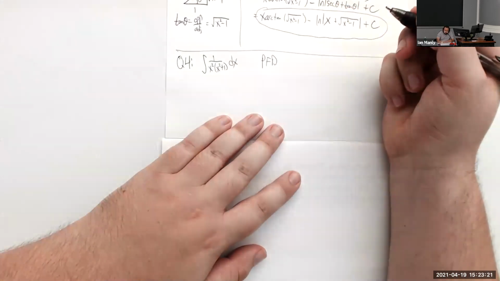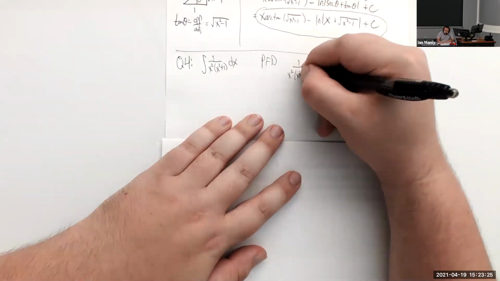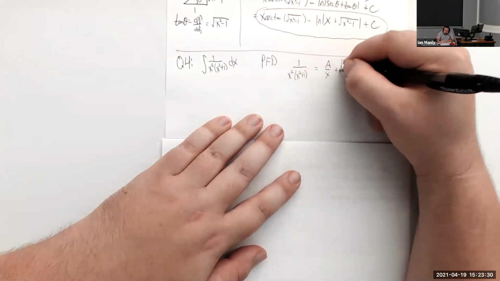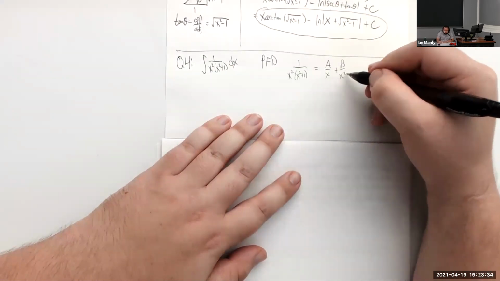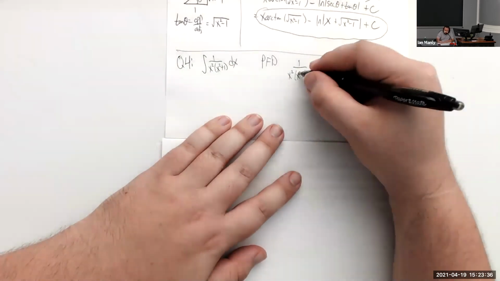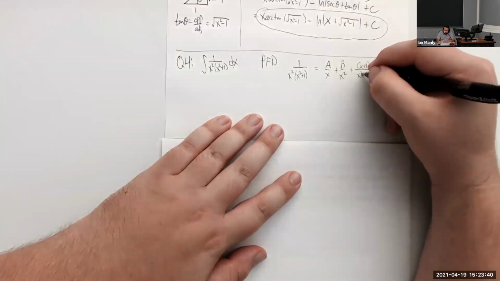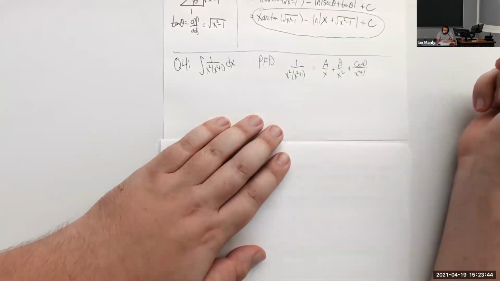All right, so what is the partial fraction decomposition of this? It's going to be a over x plus b over x squared, because remember, when we have x to a power, we have 1 copy for each x. And then this is an irreducible quadratic. So we have cx plus d over x squared plus 1 right here.